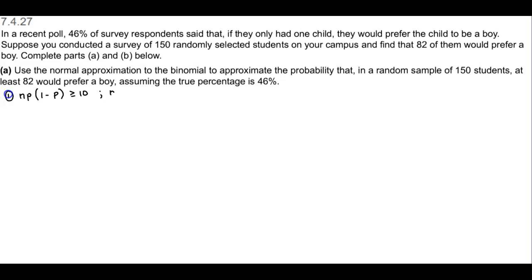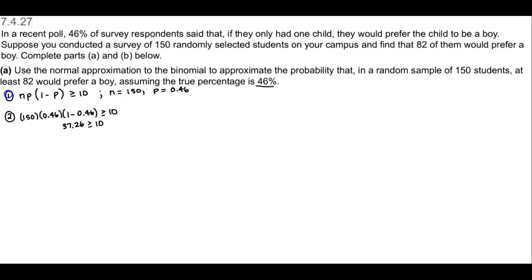So we know that n is equal to 150 in our problem, and we know that p represents the percentage of 46%, which is 0.46. So let's go ahead and plug that in. We have 150 times 0.46 times 1 minus 0.46 must be greater than or equal to 10. And so we get 37.26, which we know is greater than or equal to 10.